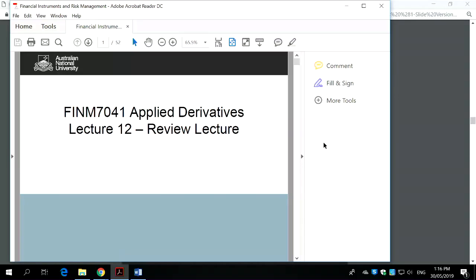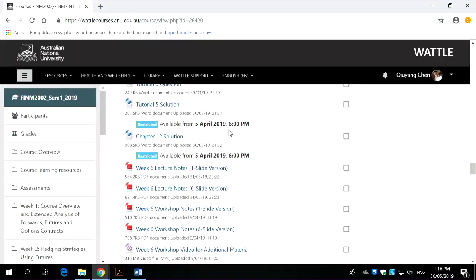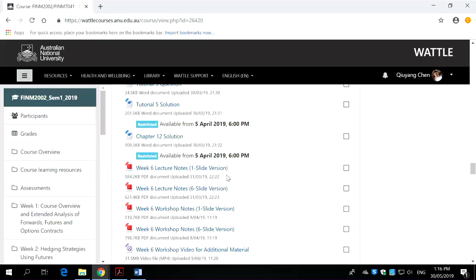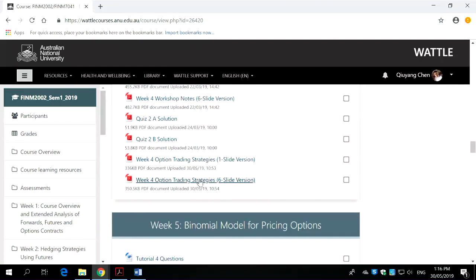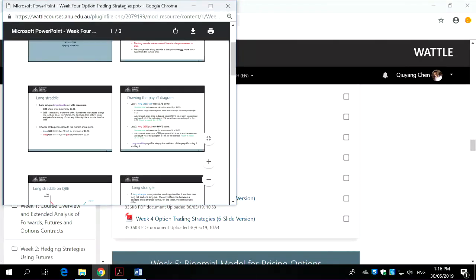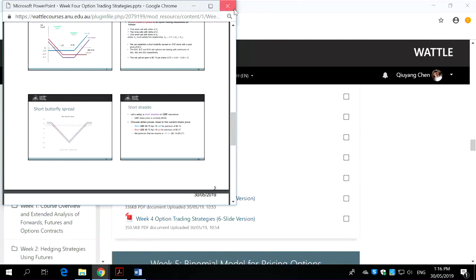And one more thing. Remember what I did back in week 6? For the week 6 workshop, I did not cover this Black-Scholes calculation question. Rather, I covered the trading strategy. So I've uploaded this additional slide under the week 4 topic tab. This slide is called week 4 option trading strategy. I've uploaded that one under week 4, if you try to locate it.